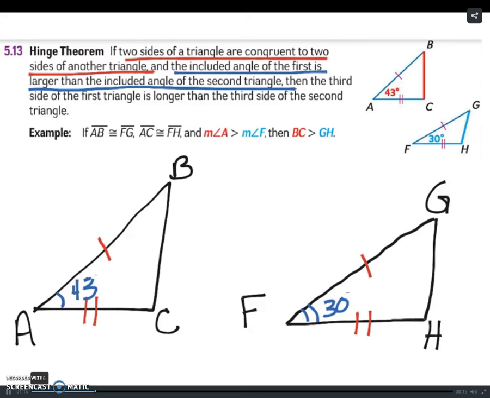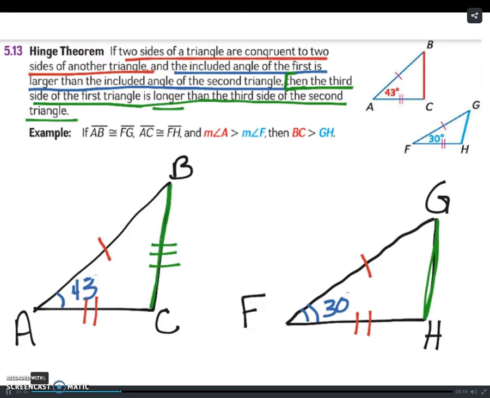So we have the included angle of the first triangle is larger than the included angle of the second triangle. Then, and remember, when we start the then portion of a theorem, that's telling us what we can conclude. That's telling us what our answers are going to be. So we have then the third side of the first triangle, that would be this side here, is longer than the third side of the second triangle. So BC, since the first triangle has the bigger angle, is going to be larger than GH, which is the third side of the second triangle over here.